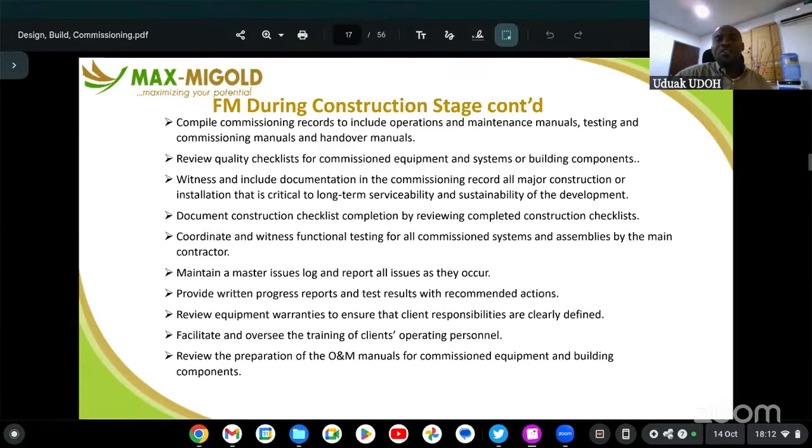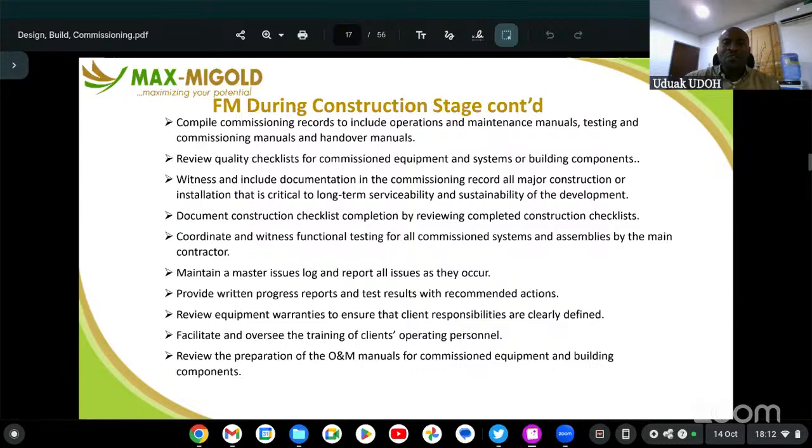Also during the construction stage, we need to maintain a master issues log, which we talked about, each day, things that happen on site. What are the issues? Has it been referred? Has it been resolved? What is the root cause? What are the consequences? What's the solution? So we need to always have that reporting too in it.